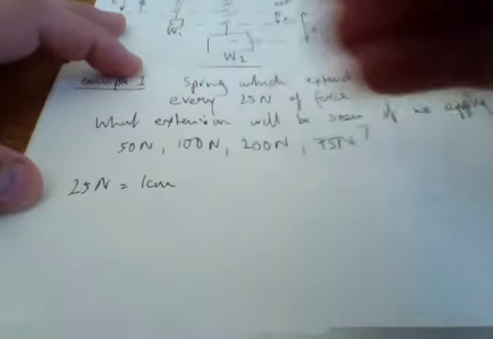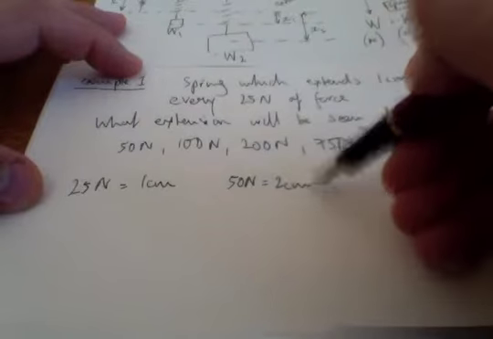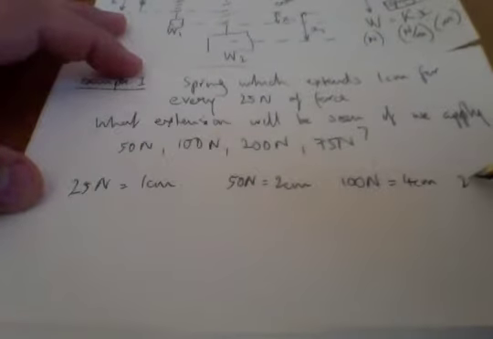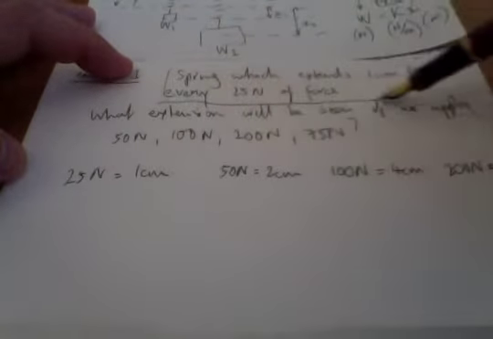Okay, so what happens if we had 50? Well, if we know that 25 newtons equals 1 centimetre, then surely 50 newtons must equal 2 centimetres. 100 newtons, because it's 4 times as much, would equal 4 centimetres. 200 newtons will equal, of course, 8 centimetres. So intuitively it's really easy to work out if you understand what that means. 25 newtons equals 1 centimetre. I think it's easier to look at it like that.